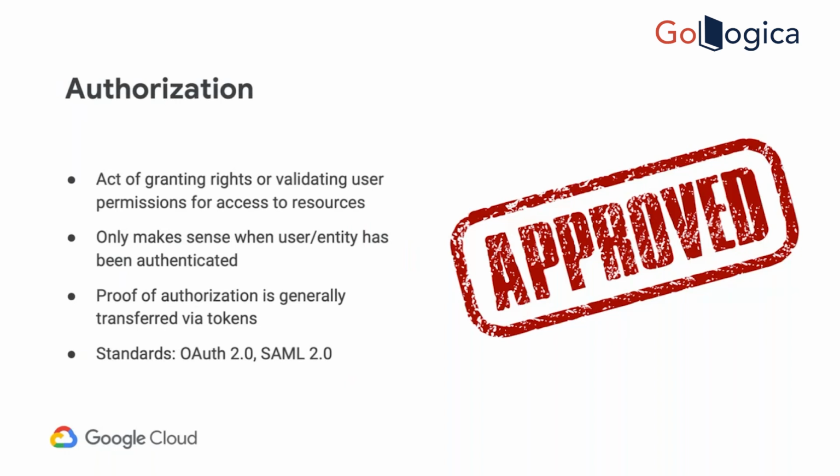Usually the proof of authorization is transferred as tokens. OAuth2 and SAML are the standard protocols for authorization. OAuth2 is used a lot. SAML nowadays no one uses, at least it is very, very rare. OAuth2 is the standard for authorization. So OAuth2 is the authorization framework under which most of the systems work.